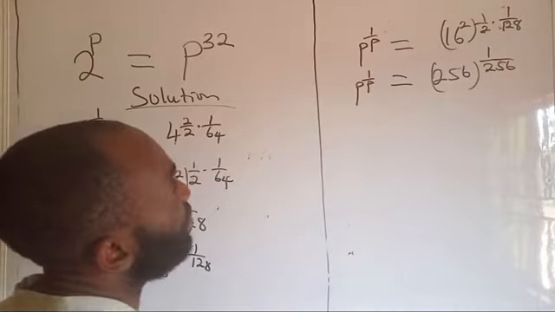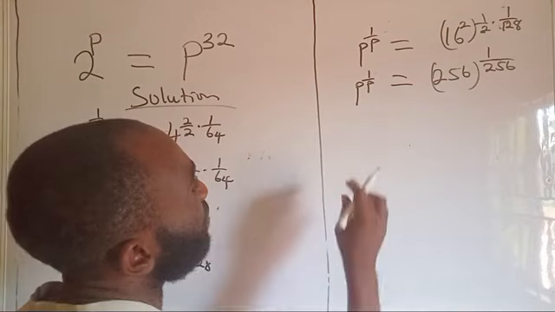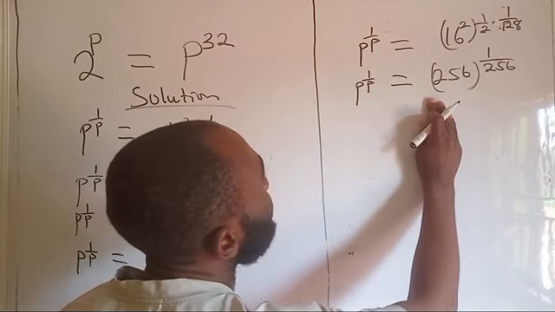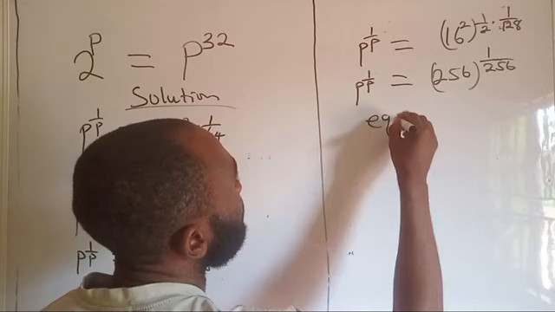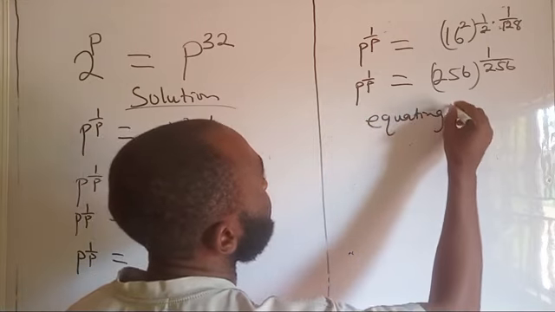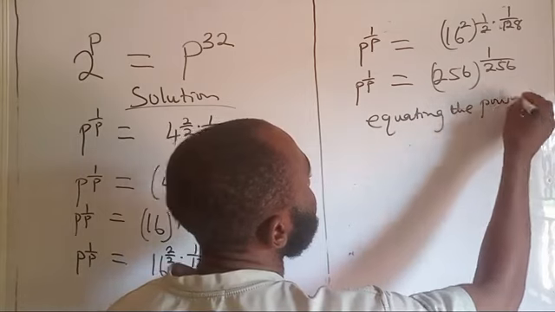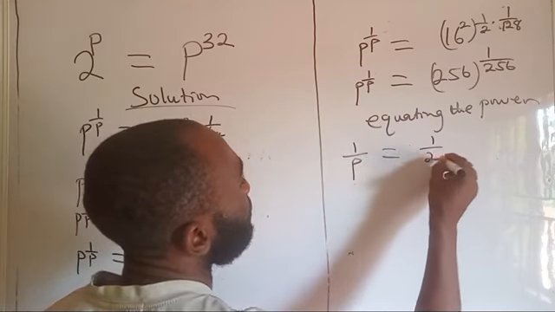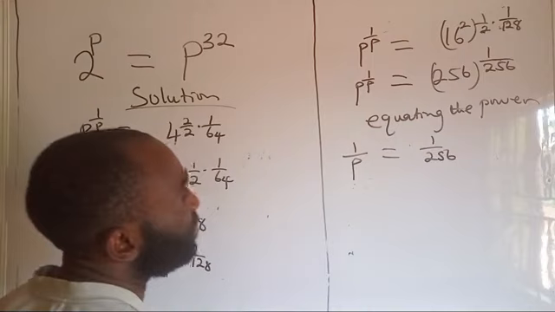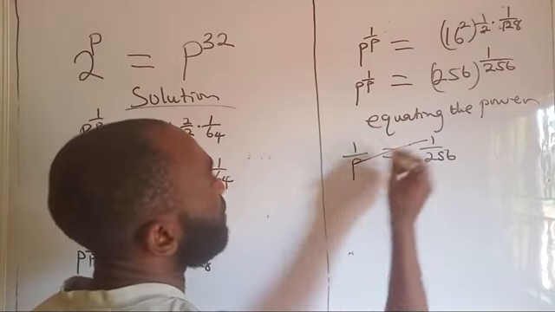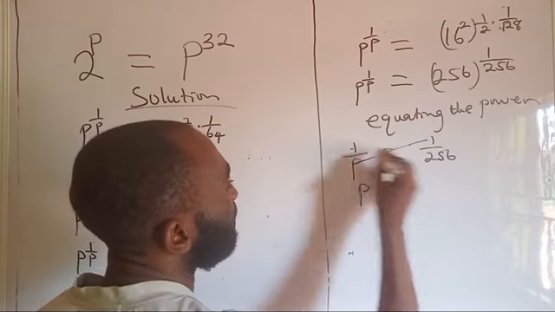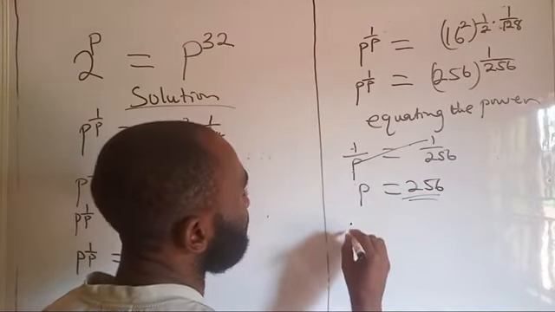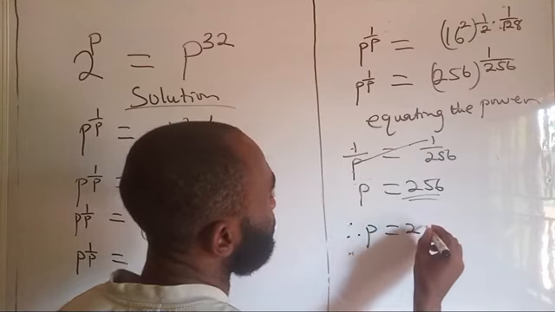So now you notice that we are going to equate the powers. Equating the powers, that will give us 1 all over p is equal to 1 all over 256. So you cross multiply: 1 times p gives us p, 1 times 256 gives us 256. So definitely, therefore, p is equal to 256.